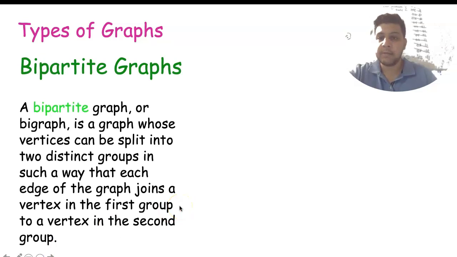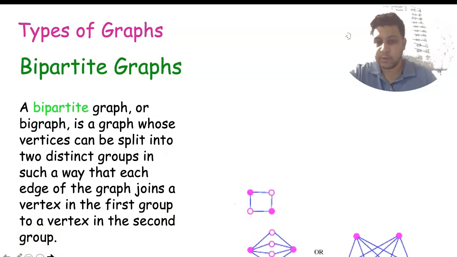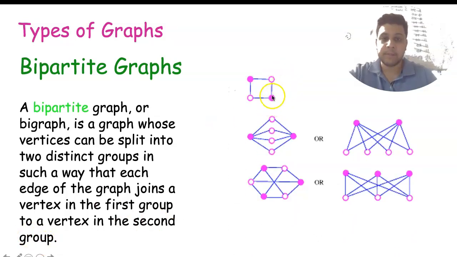Bipartite graphs. A bipartite graph, or bigraph, is a graph whose vertices can be split into two distinct groups in such a way that each edge of the graph joins a vertex in the first group to a vertex in the second group. This will make more sense when we have a look at it. We're looking at our two subgroups, the solid pink dots and the white dots. Each pink dot connects with the white dots, and the pink dots do not connect with each other. As soon as they start to connect with each other, it does not become a bipartite graph.